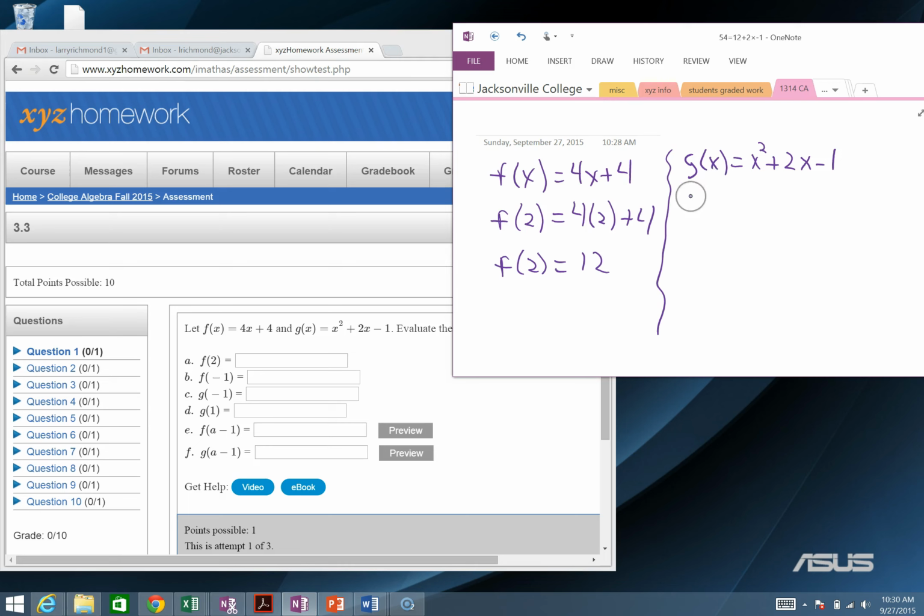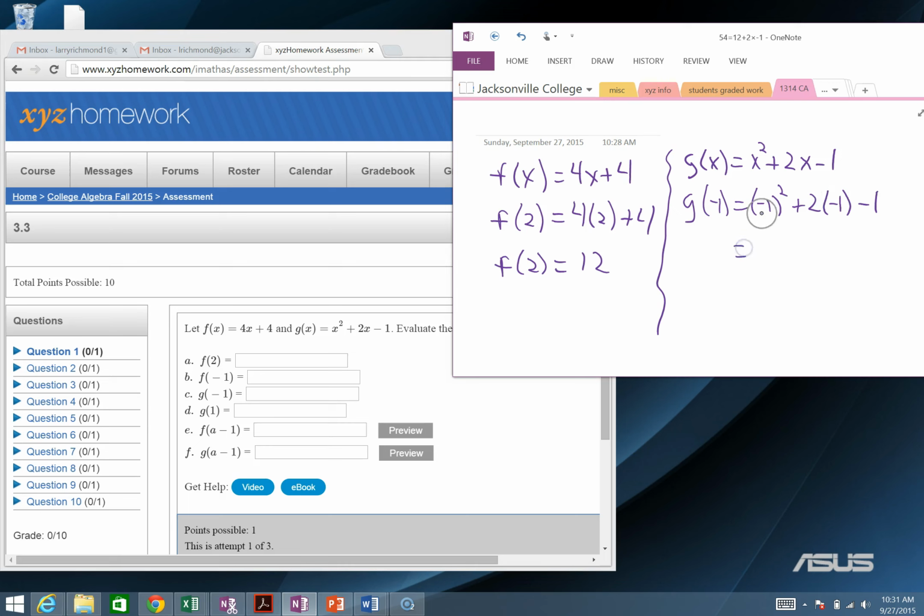Moving on down, let's look at g of negative 1. In this case, I'll take negative 1 and replace it for x. Negative 1 goes in place of that x. Remember, in general, use parentheses when you substitute, but particularly when we're squaring a negative, the parentheses are essential. Every place there was an x, I have substituted negative 1.